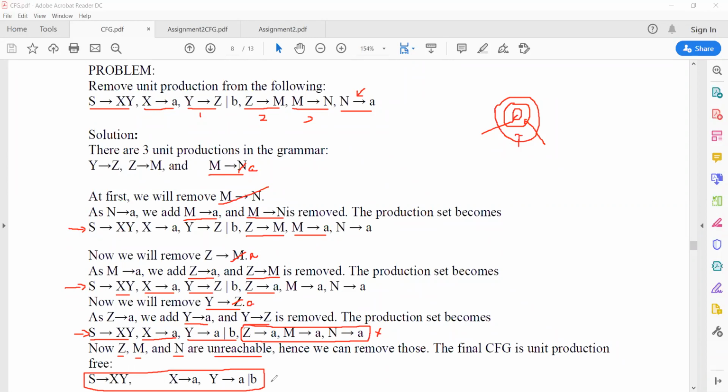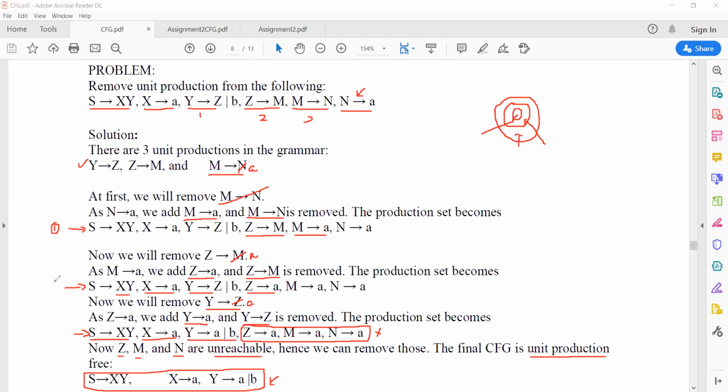So this is the reduced grammar, or unit production free grammar, after unit production removal is applied to that grammar. Whenever you are asked to remove the unit production, you have to follow the three steps which we have followed. In the first step, you have to identify all the unit production rules. There are three unit production rules.